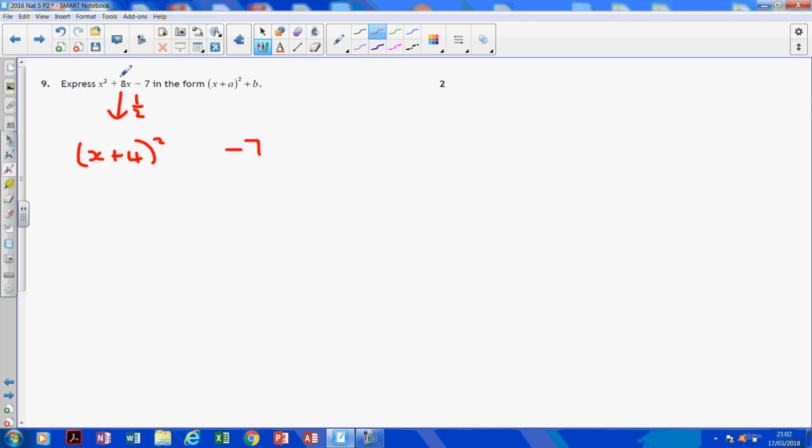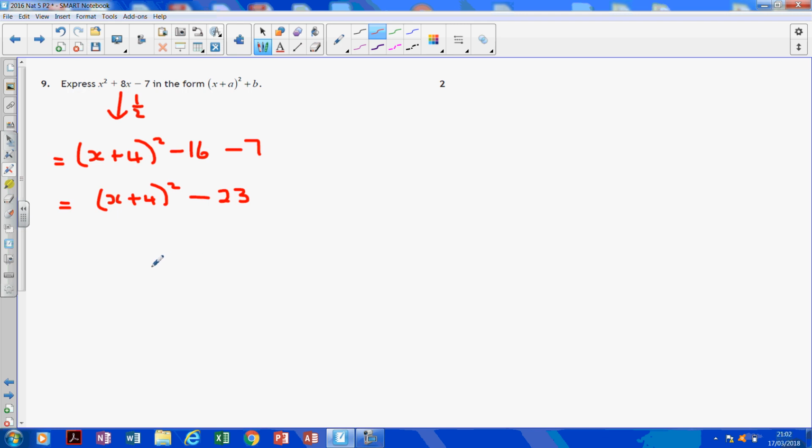There's no plus 16 in this part, so I've got to take away that last number squared. So I'm taking away this 4 squared. All I have to do now is to tidy that up. So I get x plus 4 all squared, and -16 minus another 7 gives me -23. Now that's the square completed.